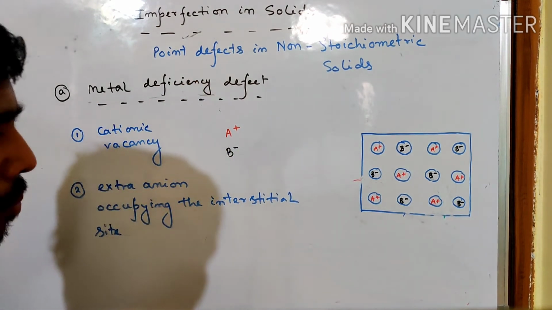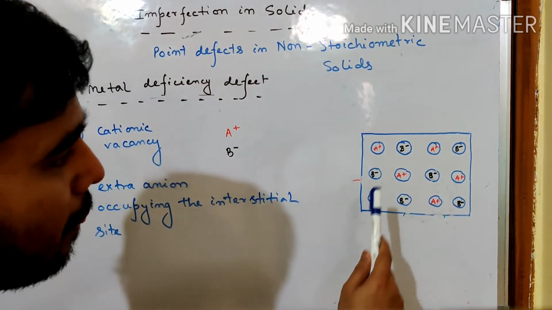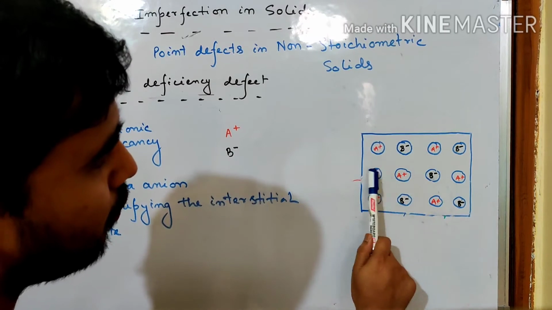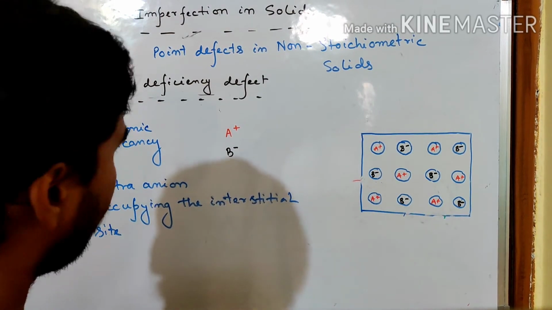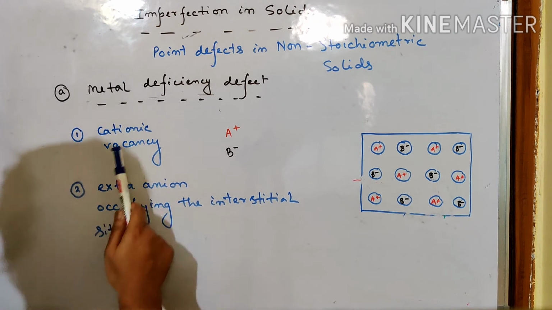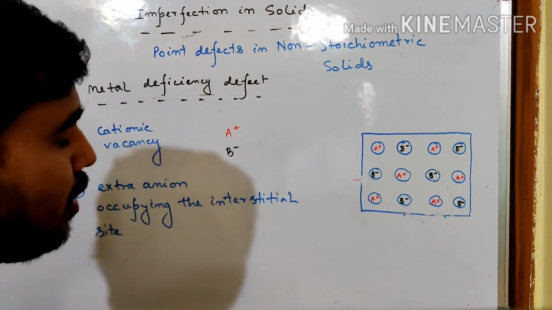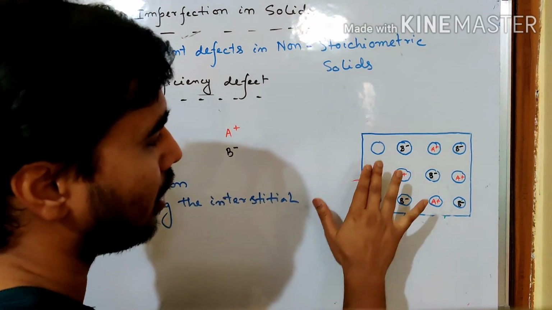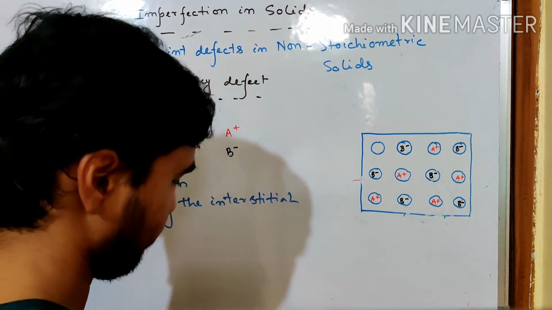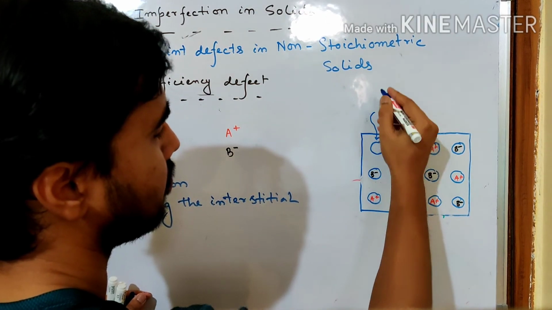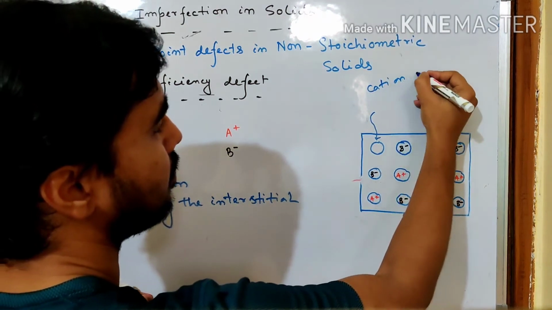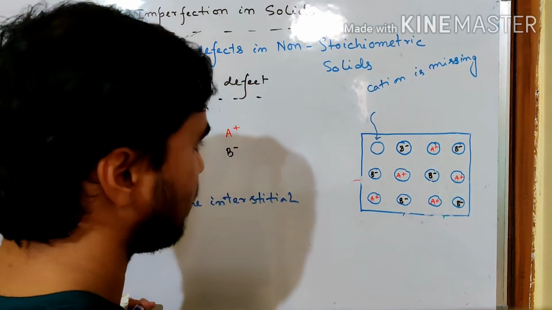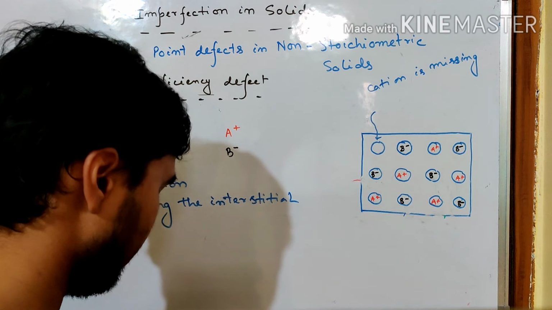Metal deficiency means the number of anions will be greater than the number of cations. See, 1, 2, 3, 4, 5, 6. Right? Here also it is 1, 2, 3, 4, 5, 6. So 6 cations, 6 anions now. Perfect. Now cationic vacancy. If one of the cations is missing, okay, so one of the cations is missing here. Cation is missing. But how to maintain the electrical neutrality?